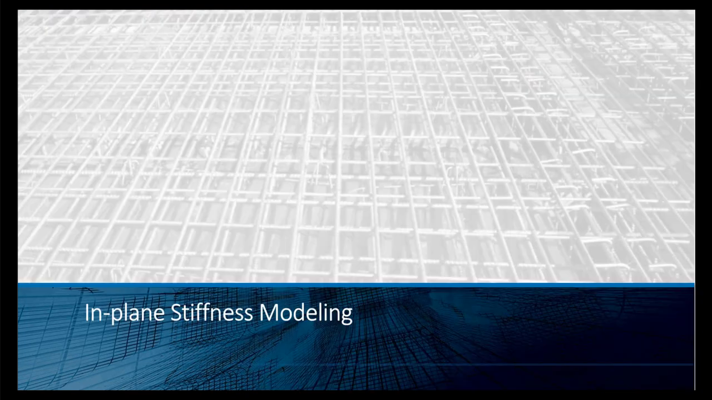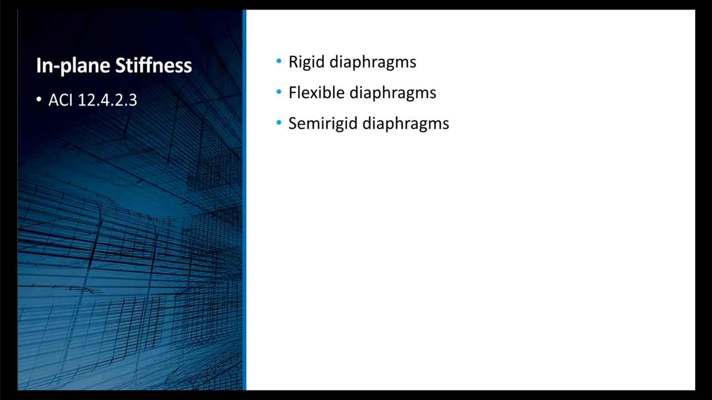All right, let's begin with in-plane stiffness modeling. If you look at section 12.4.2.3 in ACI, they list 3 different types of diaphragms. They're rigid, flexible, and semi-rigid. We're going to go over some very general definitions and then some specific definitions on how we can determine exactly what type of in-plane stiffness we have for our particular diaphragm.